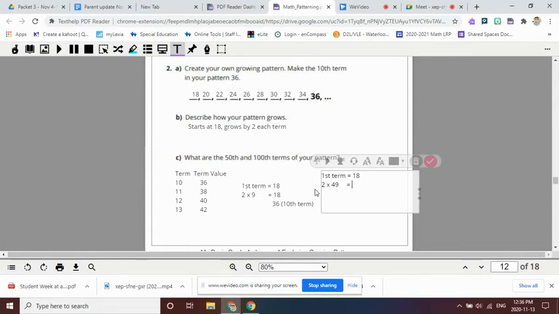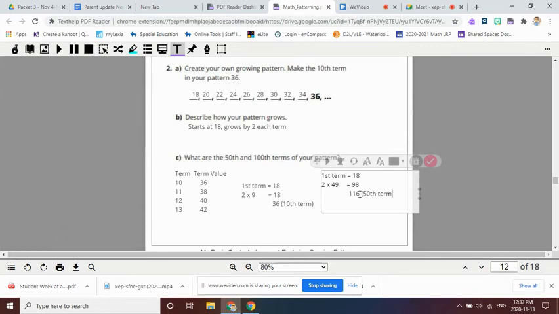I know 2 times 50 is 100. And 49 is 1 less than 50. So my answer should be 1 group of 2 less. So if my answer for 2 times 50 was 100, 98 should be my answer for 2 times 49. And then I put those together. 90 plus 10 is 100. 8 plus 8 is 16. And that gives me an answer of 116. And that is the value of the 50th term.